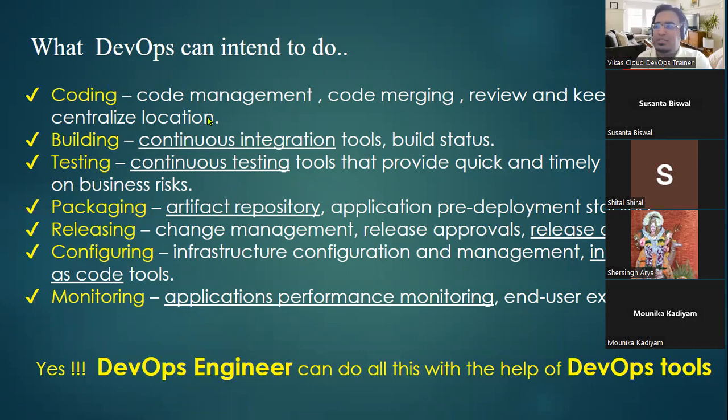Code management means code merging, code review, and keeping the code in a centralized location, which can be done by the DevOps engineer. That's it. Building is when the merging happens and the new software has been developed. That can be achieved with the help of the CI process. I will explain deeply what CI is, but we have to do it.